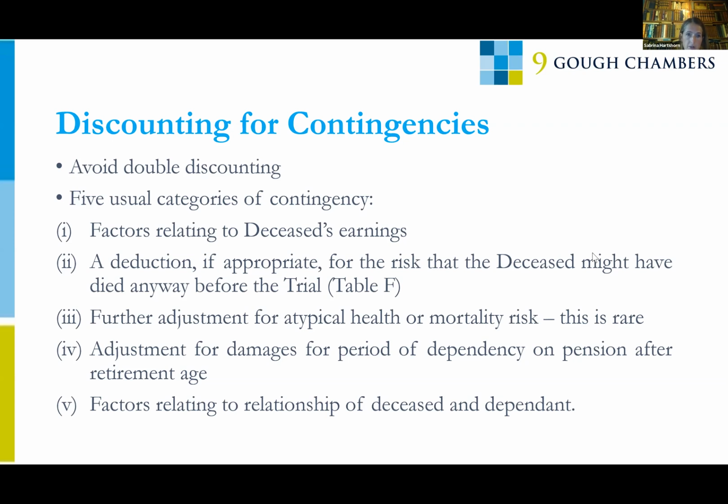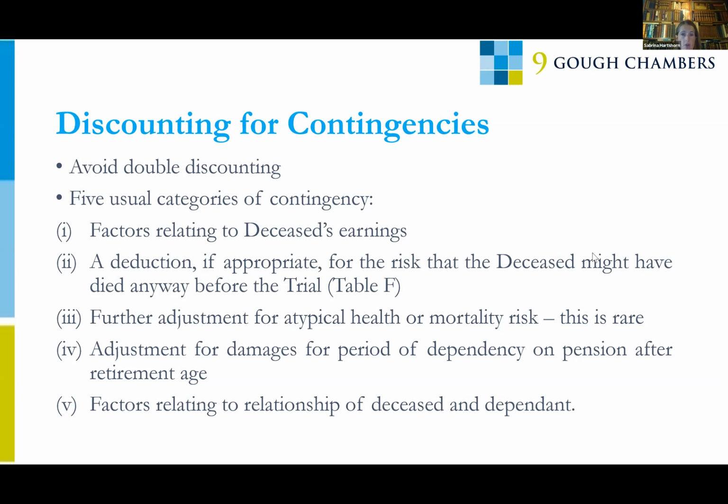And finally, we've got the last category of contingency, which is factors relating to the relationship of the deceased and the dependent. Well, what do I mean by that? Well, that's where you have an unmarried couple, for example, on the point of separation before the deceased has died. And so there can be a reduction factor that is calculated to reduce the overall multiplier.